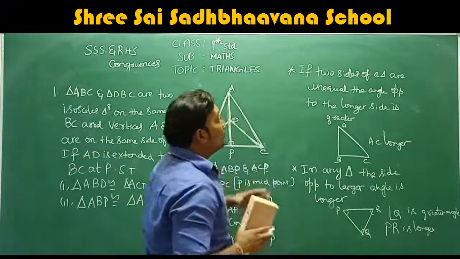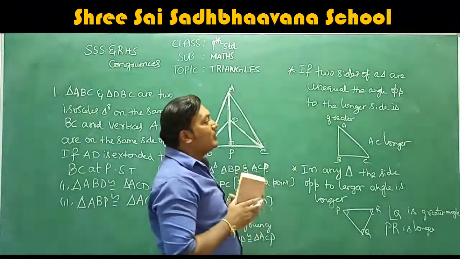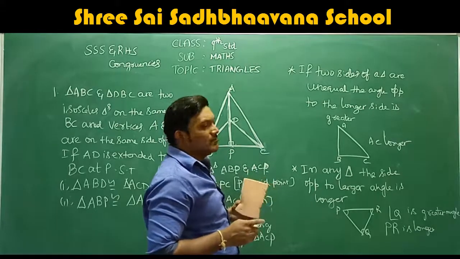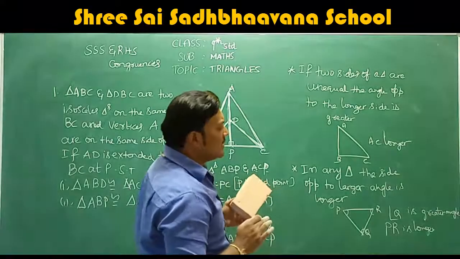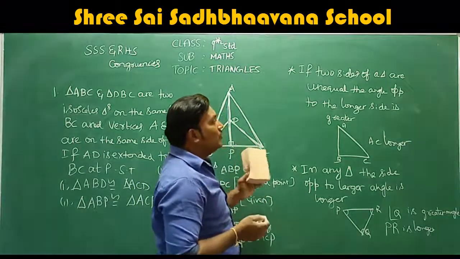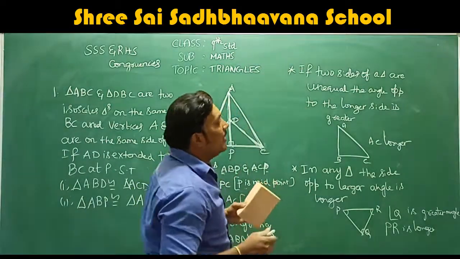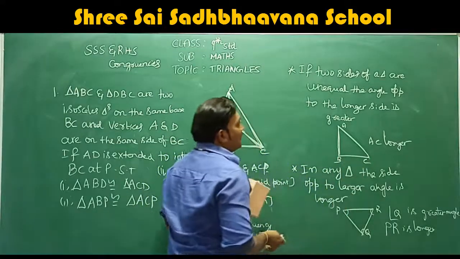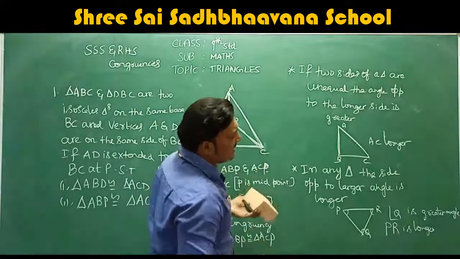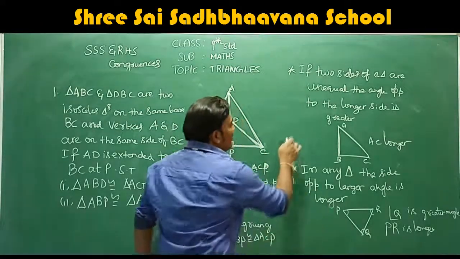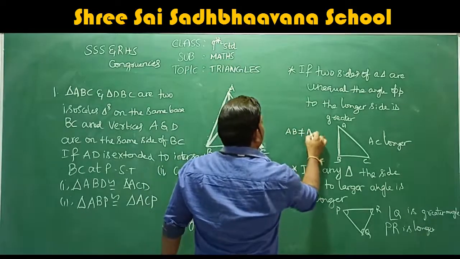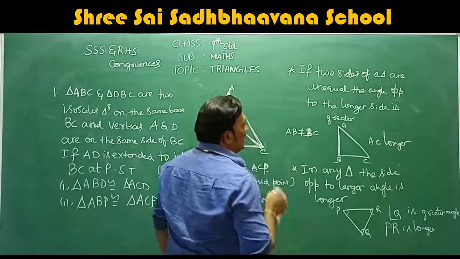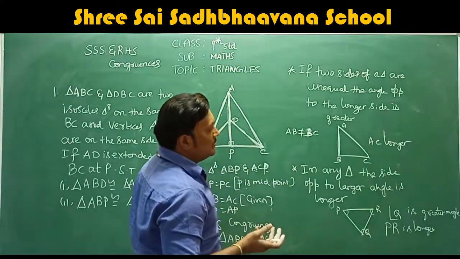The first one is: if two sides of a triangle are unequal, the angle opposite to the longer side is greater. You can logically understand this. It's not a difficult one. You have to use your brain in this case. If two sides of a triangle are unequal, in this case AB and BC are unequal. So imagine that they are unequal sides. AB is not equal to BC. There is no rule that AB should be equal to BC. We'll consider that we have two sides which are unequal here.